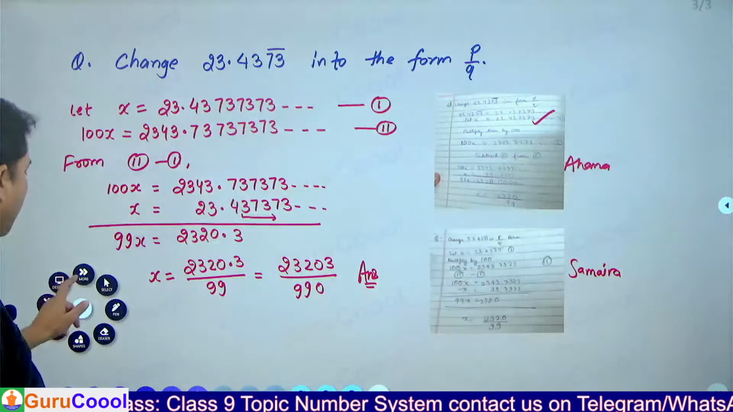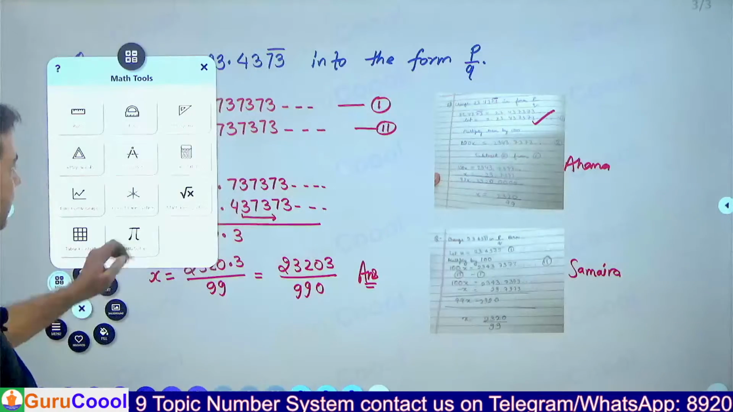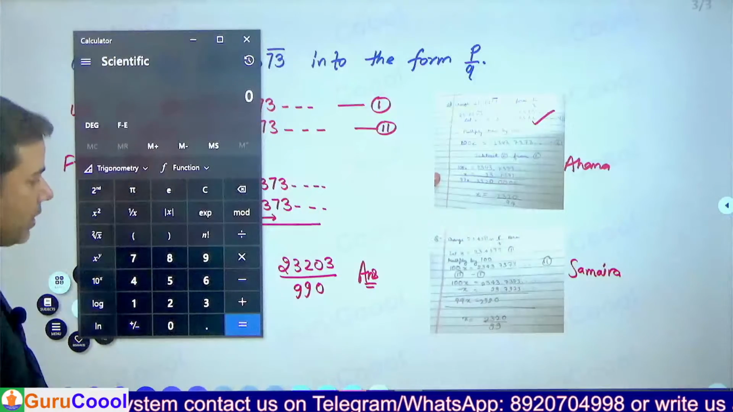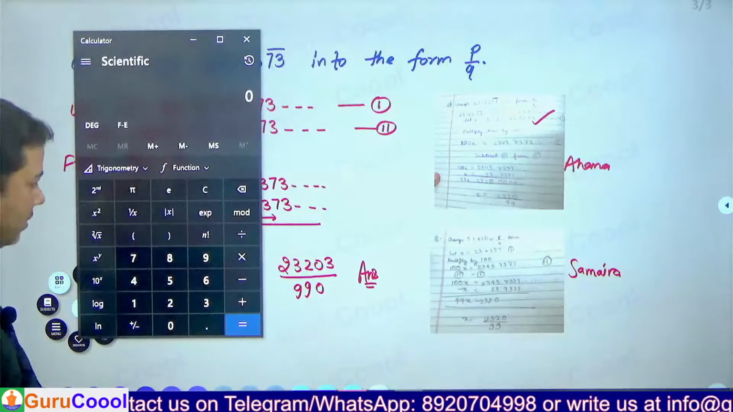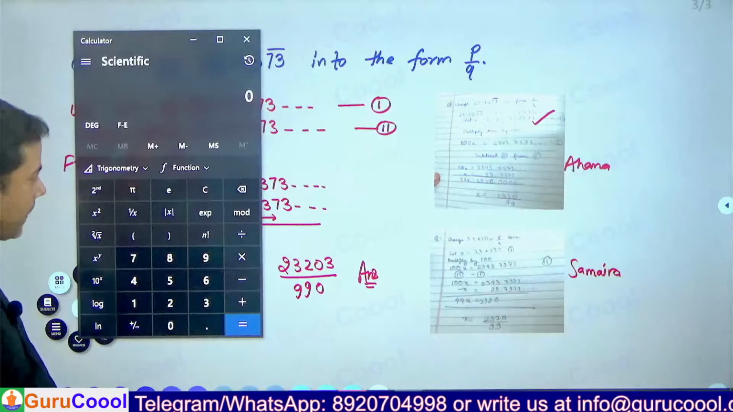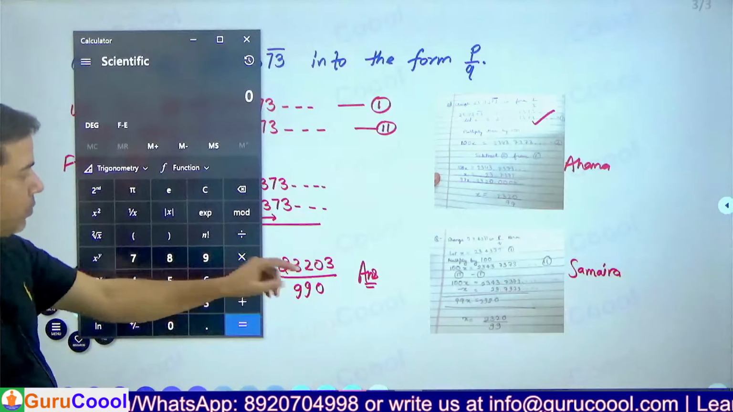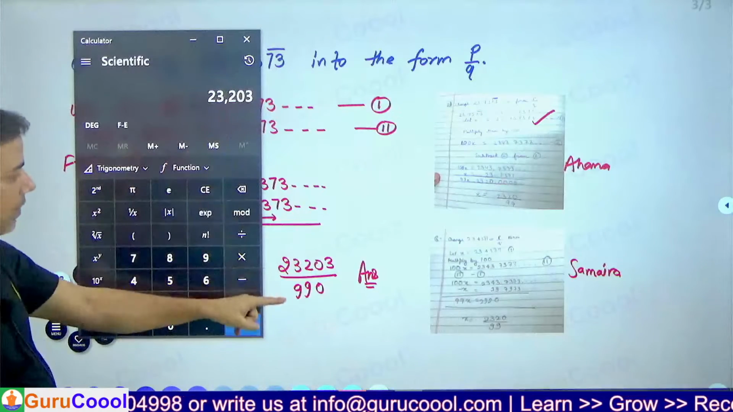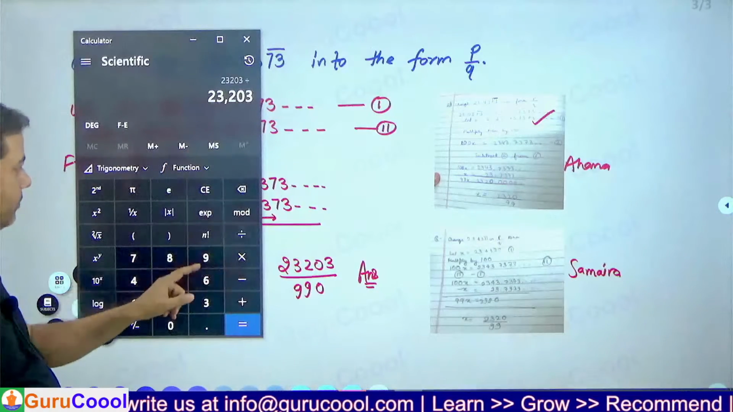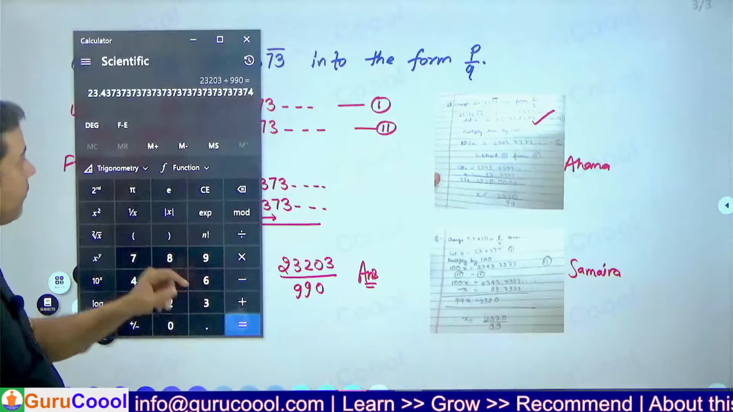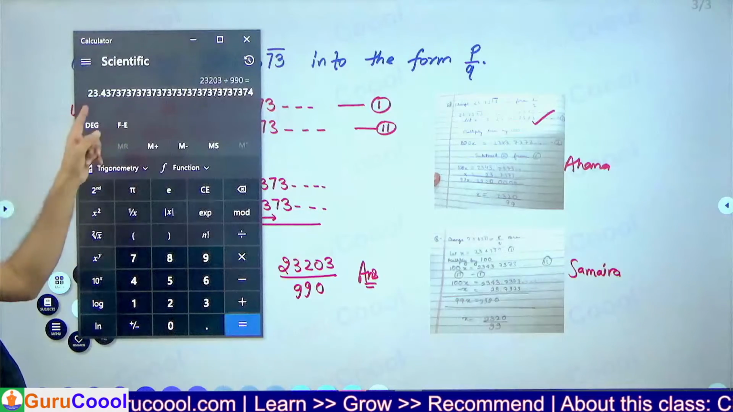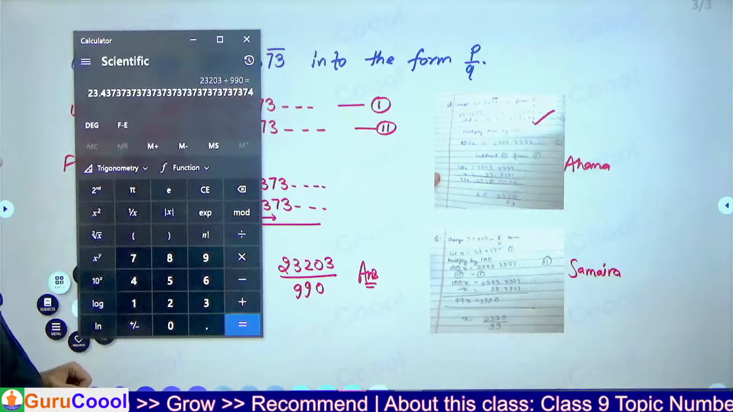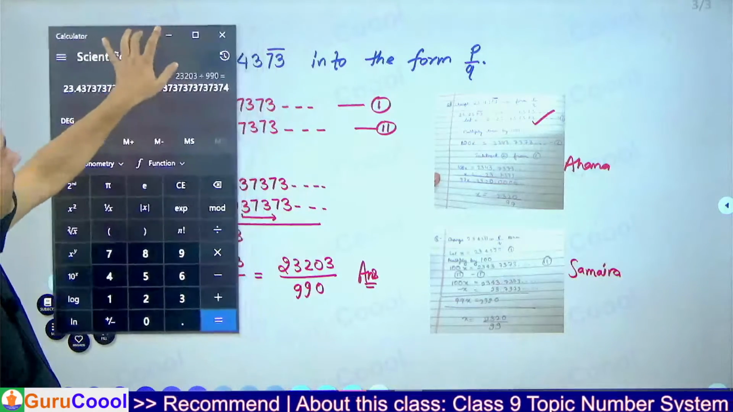Now let us cross check it again with the help of calculator. Calculator is not allowed in exam, so we are using it just for confirmation. 23203, here is the number, divided by 990. And see the result is here 23.43, then 737373. Exactly same number came that we had here.